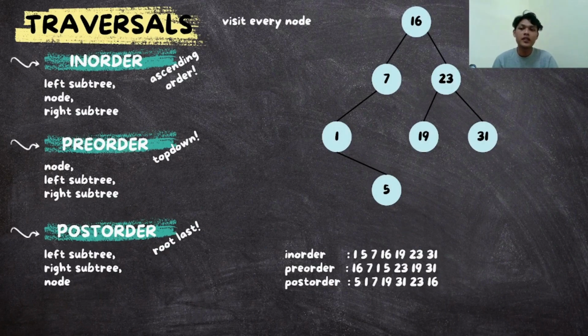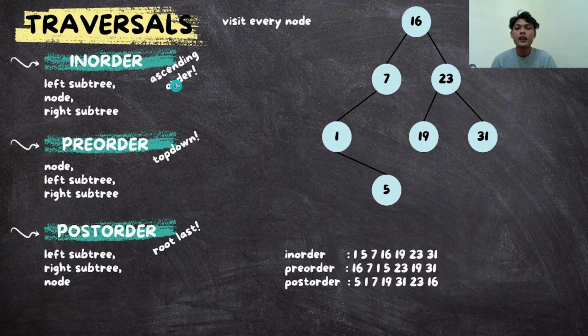And lastly, traversals. Traversals means we visit every node. However, there are 3 ways to do traversals: in order, pre-order, and post-order. So let's go through them one by one. First, we have in order.